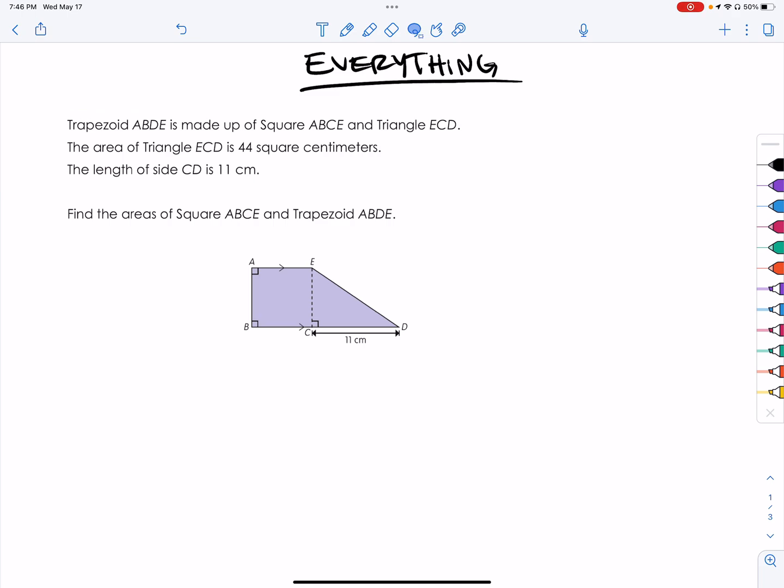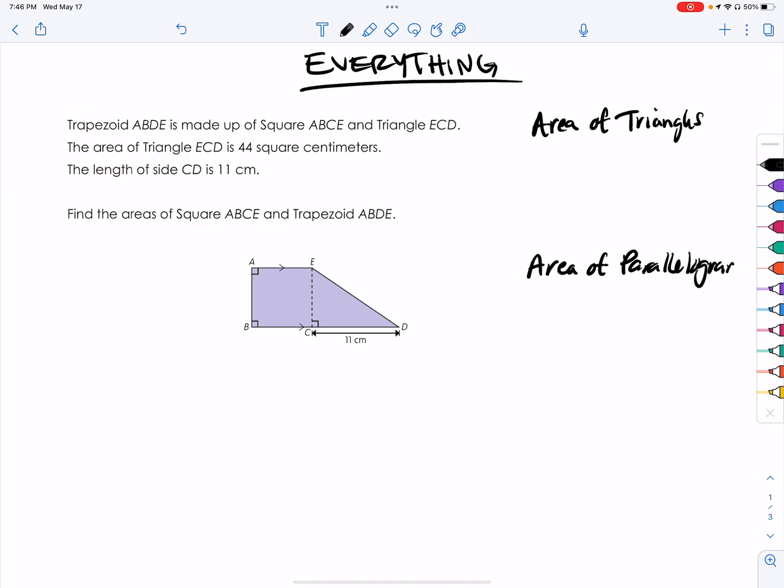So this video is about how we can combine what we know about the area of triangles with what we know about the area of, what were the other ones? Oh, parallelograms. And what we know about the area of trapezoids with everybody's favorite algebra thrown in there.